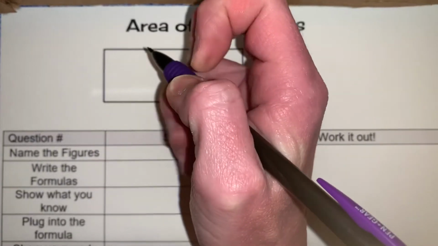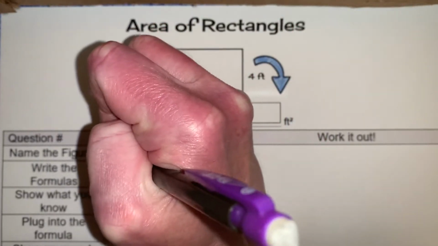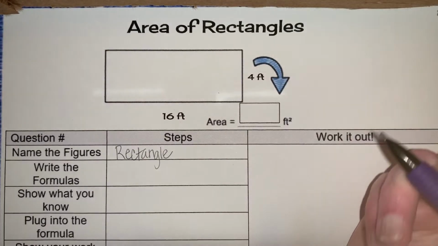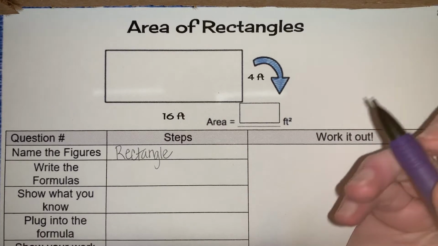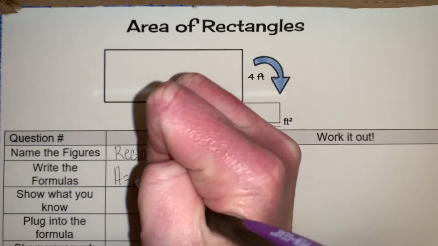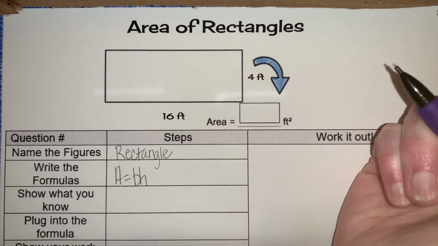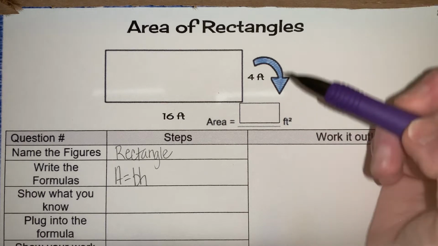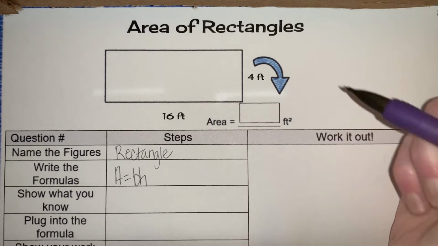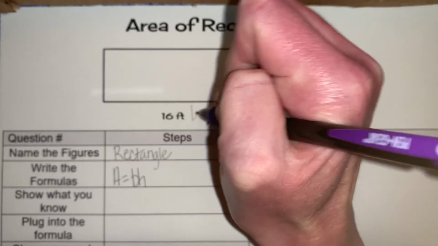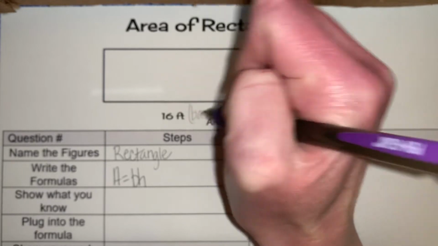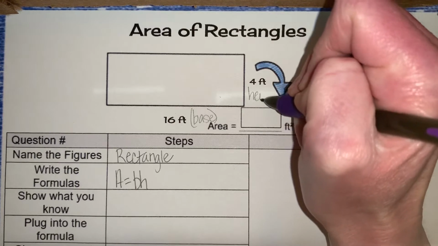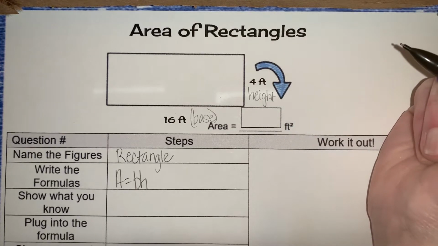So where it says name the figure, we'll put rectangle. And then the formula will be A equals BH. B standing for base and H standing for height. So in this rectangle, the base is going to be the 16 feet. And the height would be the 4 feet.